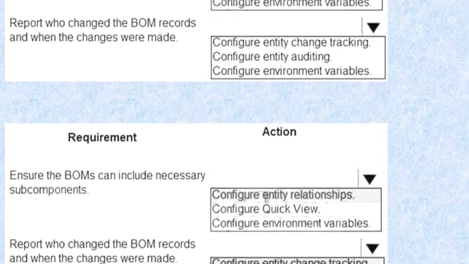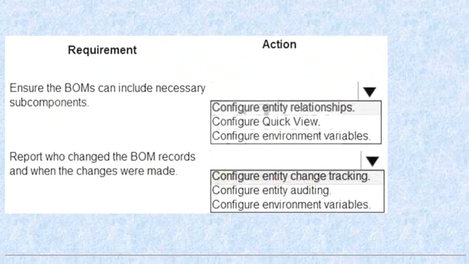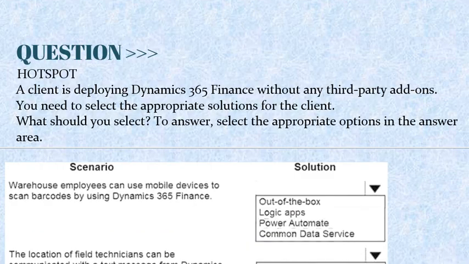Now, the correct answers. The answer for the requirement ensure the BOMs can include necessary subcomponents is configure entity relationship. And the answer for the requirement report who changed the BOM records and when the changes were made is configure entity change tracking.